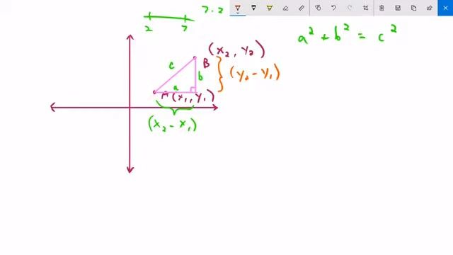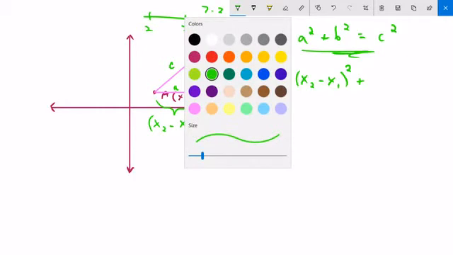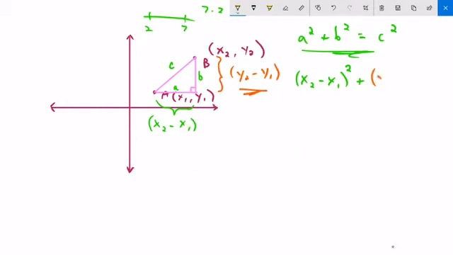So if we substitute and plug in the values that we just found into our Pythagorean theorem, A, what is that one? It is x sub 2 minus x sub 1, quantity squared, because look, there's a squared right here, plus, what was B? B is right here, and that is y sub 2 minus y sub 1, quantity squared. And all of that equals c squared, right?